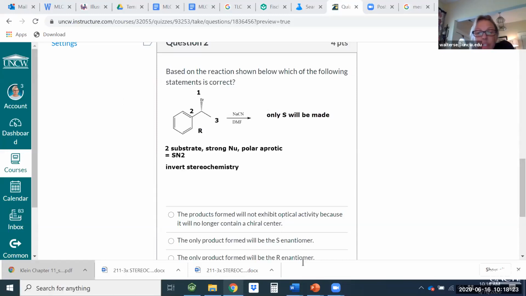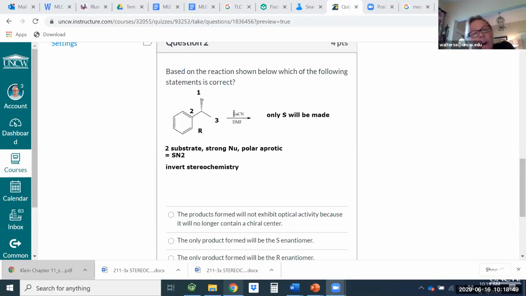Are there any questions about that, about number 2? I felt a little confused only because it says the only product formed will be the S enantiomer, but the way it was worded, it's just like, enantiomer of what? This.